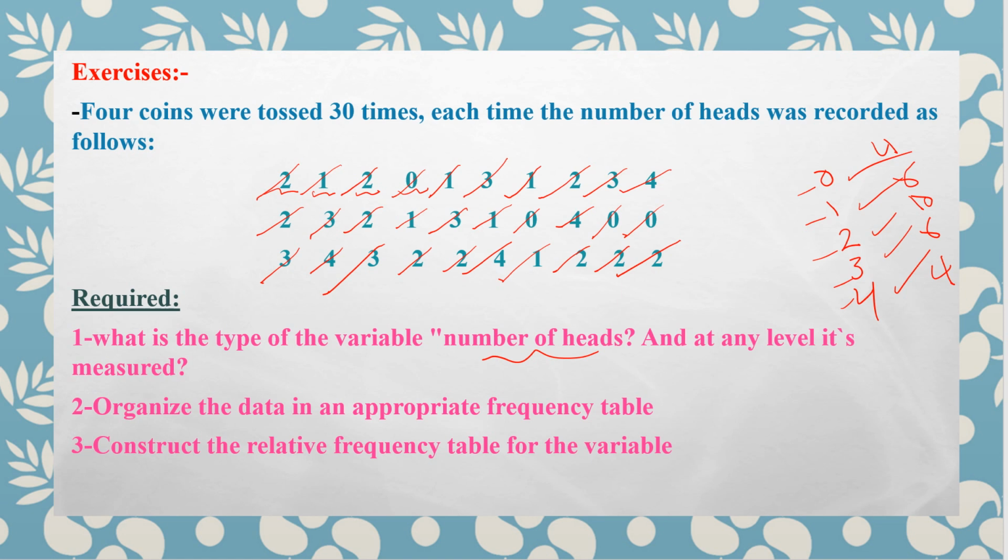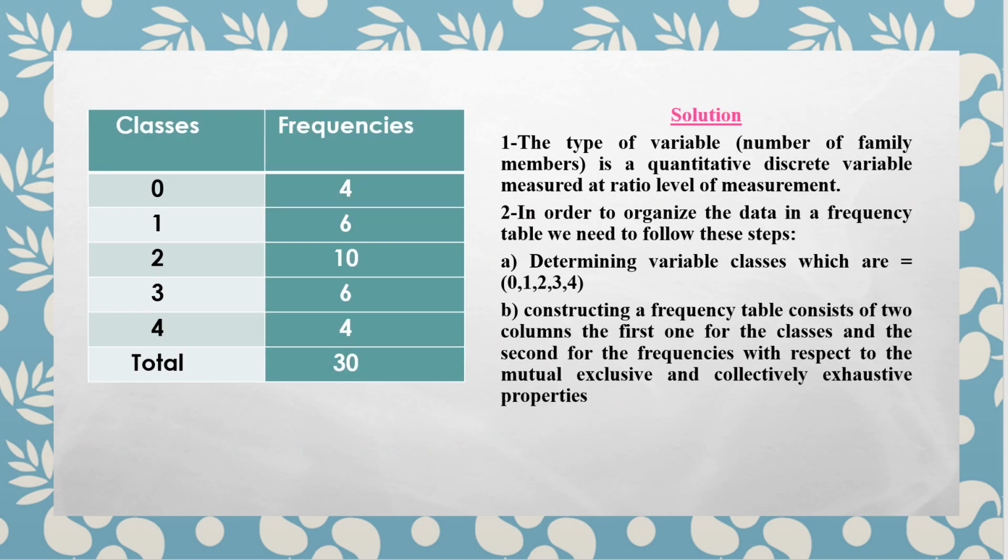Let's put this information in a frequency table. Classes and frequencies. The classes are 0, 1, 2, 3, 4. These are the number of heads that we will get. The frequencies are 4, 6, 10, 6, and 4. The total of the frequencies for all classes equals 30.